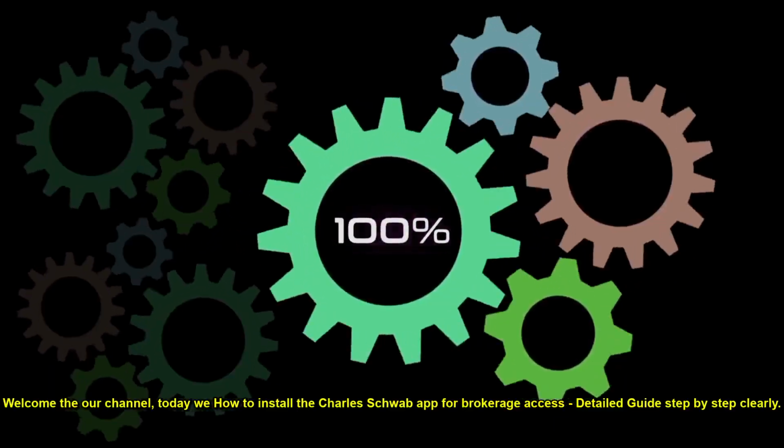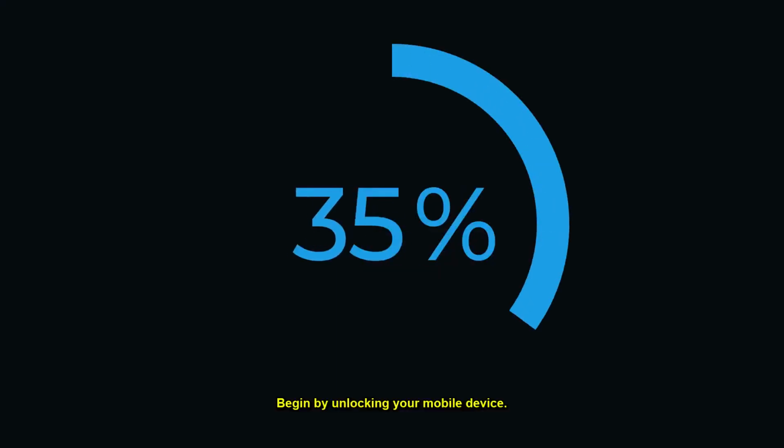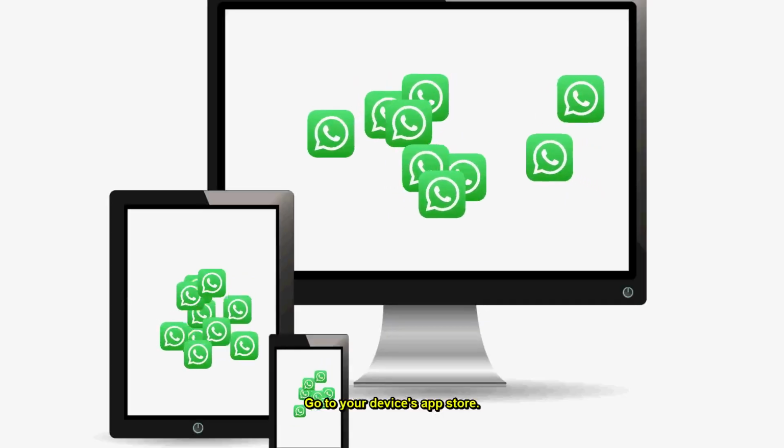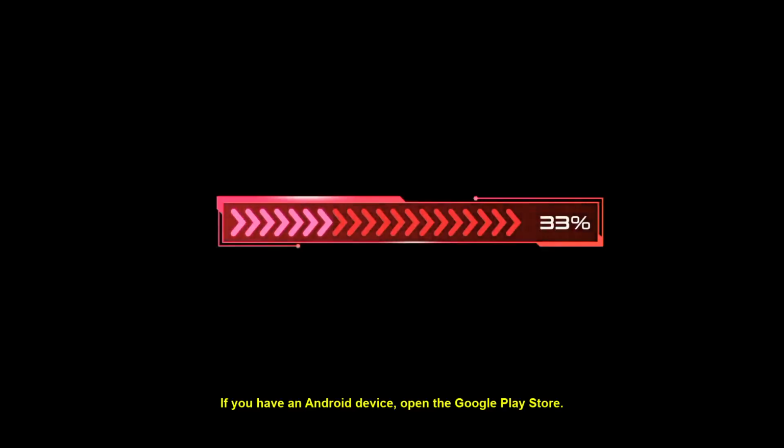Today we will show how to install the Charles Schwab app for brokerage access, in a detailed guide, step by step, clearly. Begin by unlocking your mobile device. Go to your device's App Store. If you use an iPhone, open the App Store. If you have an Android device, open the Google Play Store.